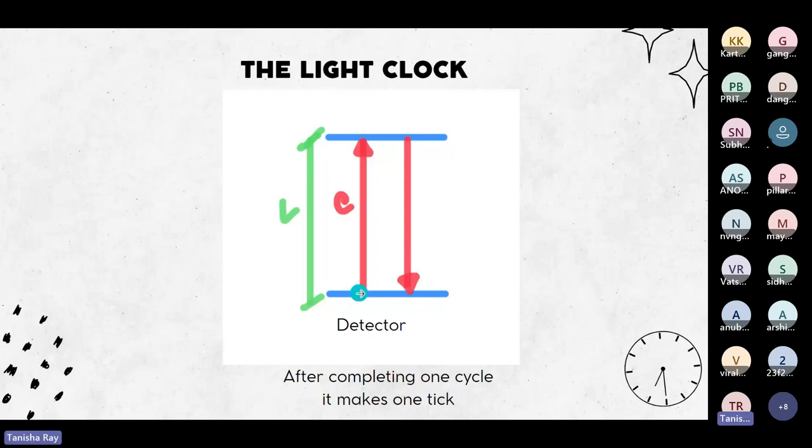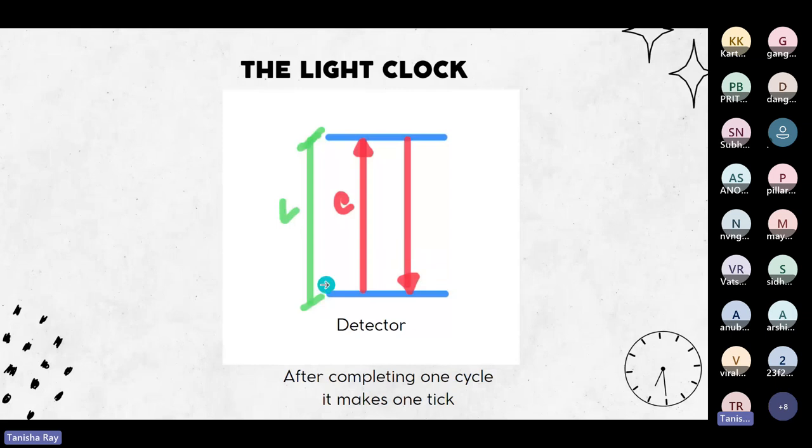Now, after this light ray completes this one journey and hits the detector, we hear a tick. So each journey of this light ray from the source to the detector and back accounts for one tick. And this tick is being used as the smallest unit of measurement for measuring time. So depending on how many ticks occur, we are able to calculate time.